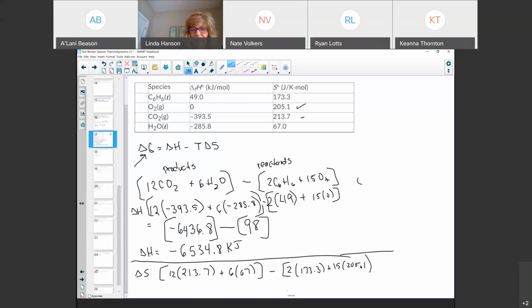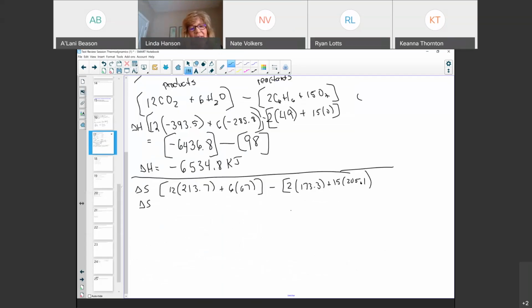Alrighty, and so our strategy then is to simply solve for delta S, and we'll be ready to plug into that formula, pulling out delta G. So let me have a moment with my calculator. Please do it with me. I implore you to practice.